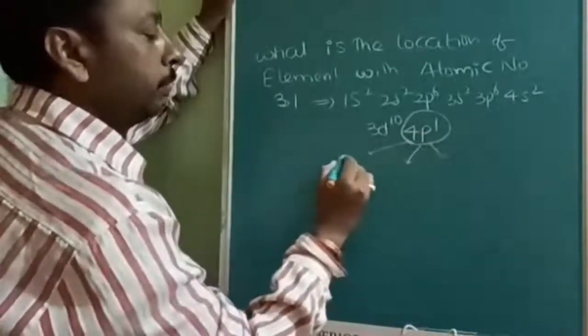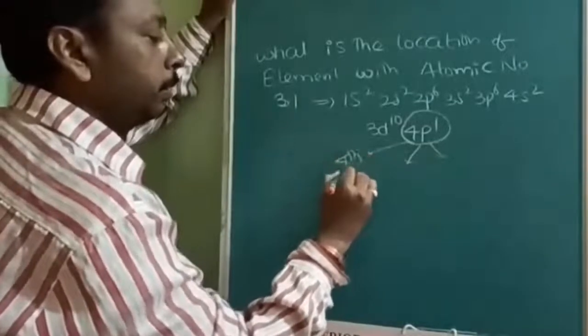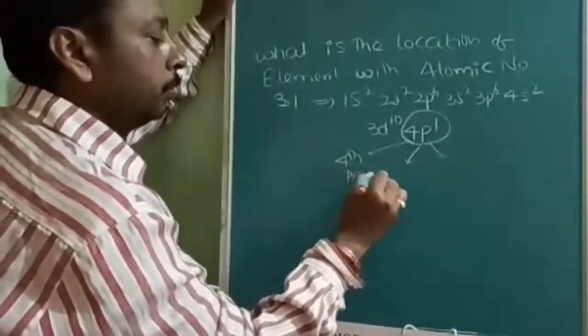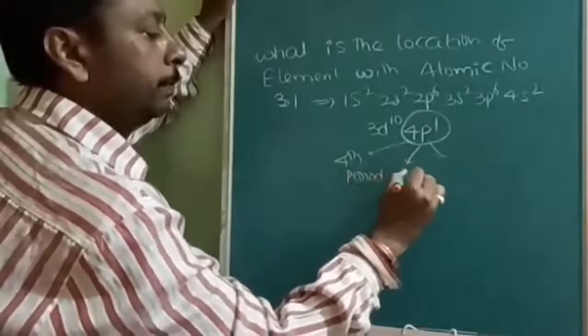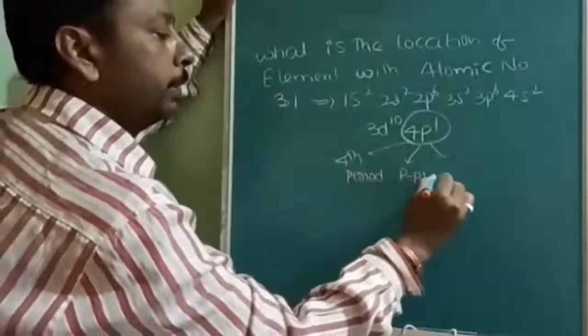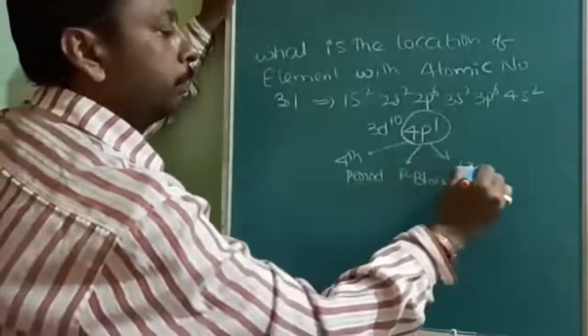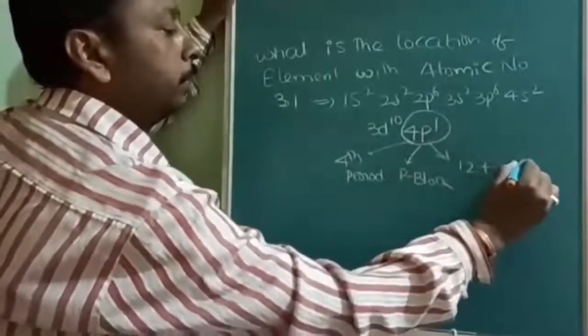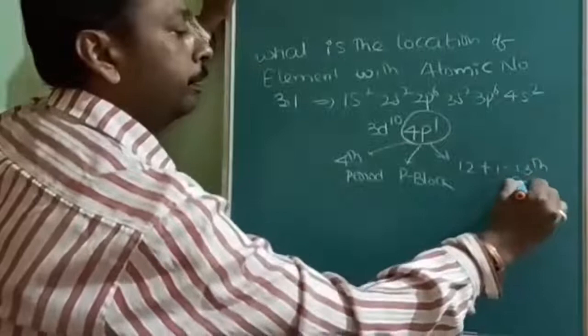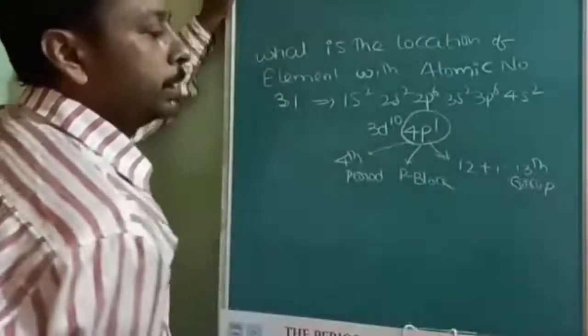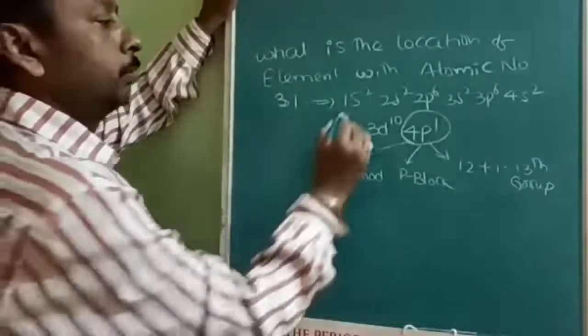So from here what can we say? It is the fourth period. Lastly we are filling p, therefore it is p block. And for p block, we do 12 plus 1 electron, that is the 13th group. Is it understood? So like this you have to solve.